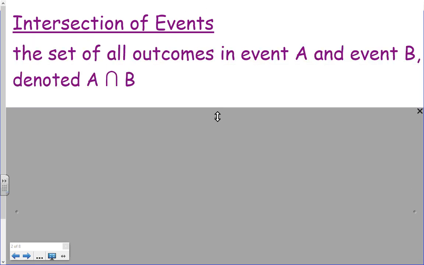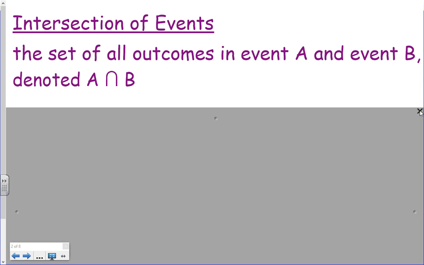All right, so let's start off with the intersection of events. The intersection of events is the set of all outcomes in event A and event B. And this is denoted as A intersect B. That upside down U is read as intersection. You could also read that as the word and, but that's what that symbol means there.